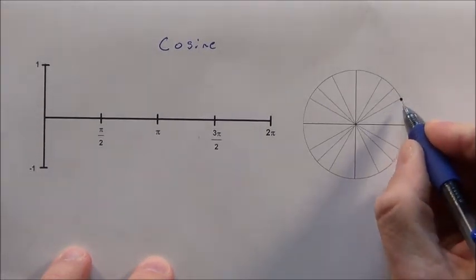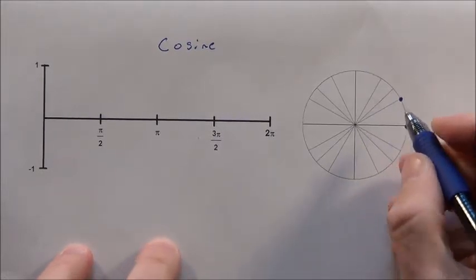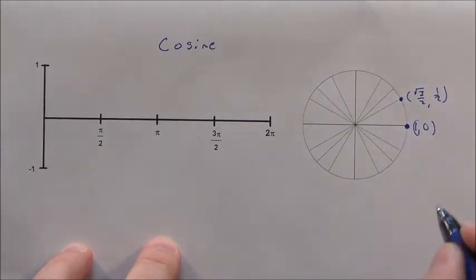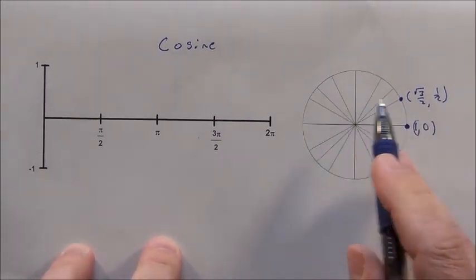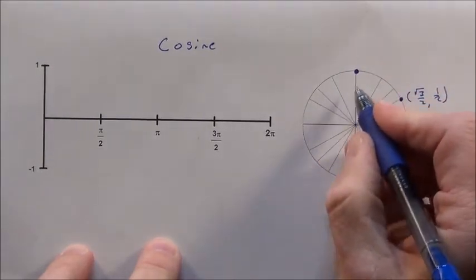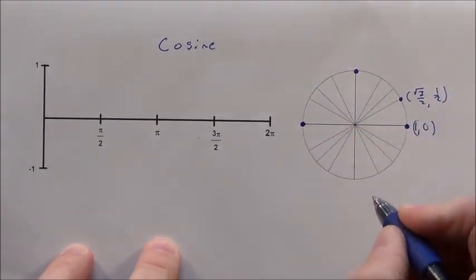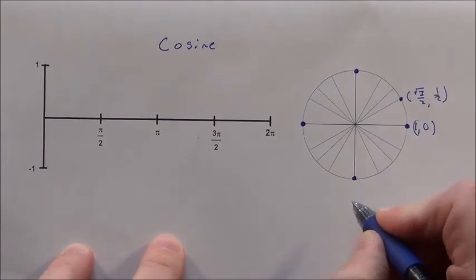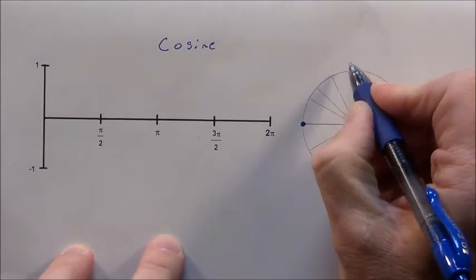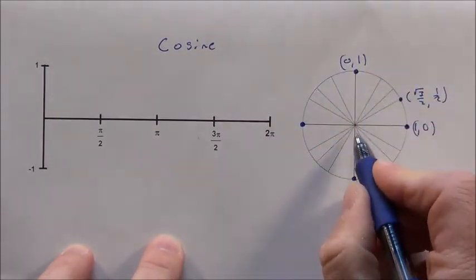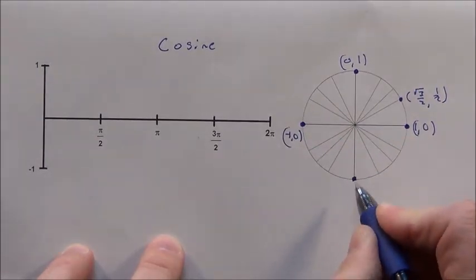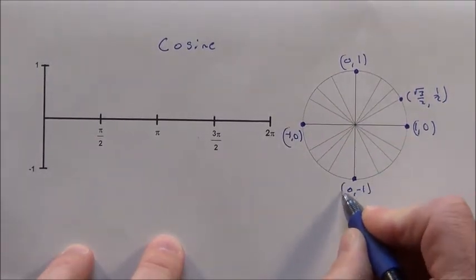This point here at 30 degrees, or the radian of pi over 6, you've gone over root 3 over 2, up a half. Now, we don't need all these. What we're really going to concentrate on are here at 90 degrees, or pi over 2, here at 180, or pi, 3 pi over 2, or 270. Remember this point, you've gone over none and up 1. Here we've gone over -1, up none. And here we've gone over none, down -1.